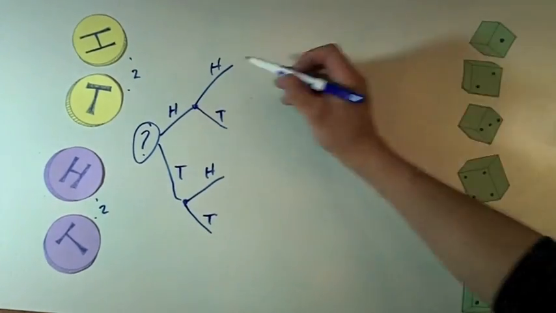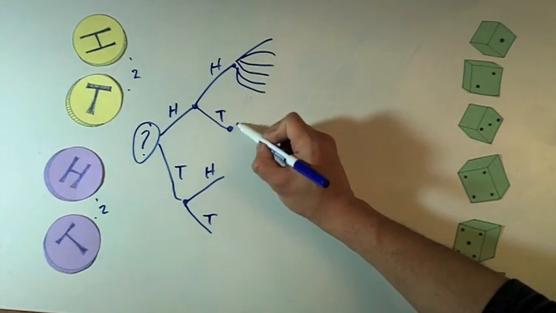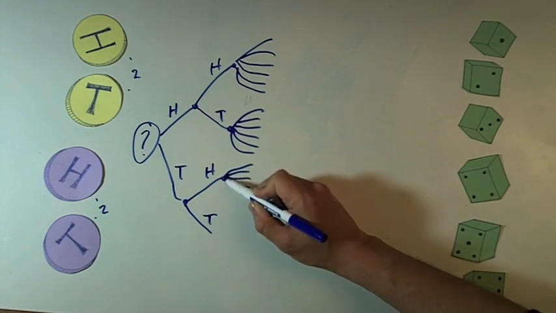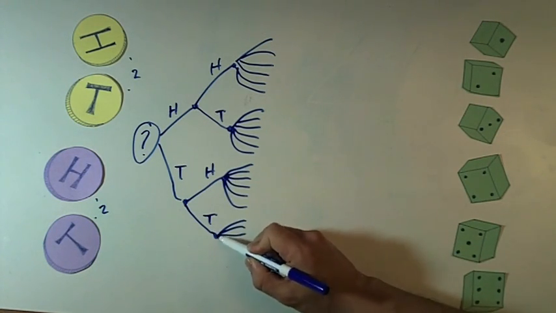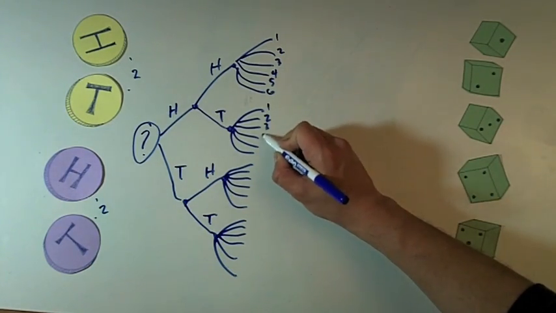And then we have those 6 for the die: 1, 2, 3, 4, 5, and 6. You have to do it for all four of the branches, and then we label all the numbers through there.